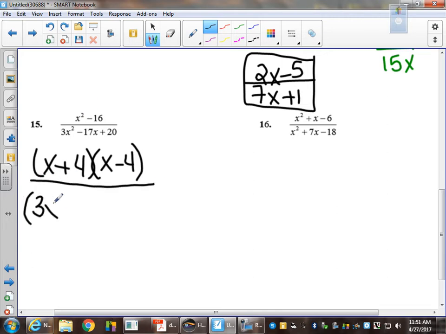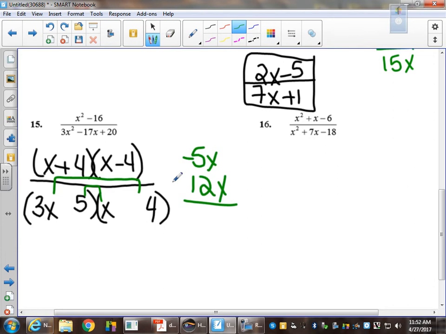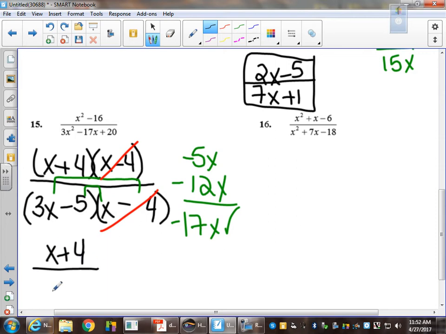Now we can factor the denominator as well. We're going to use 5 and 4. We're going to have a 4 here and a 5 here. 5x and 12x will give us 17x, but they both have to be negative. Now we can cancel out x minus 4, x minus 4. We're left with x plus 4 over 3x minus 5. And we're done.